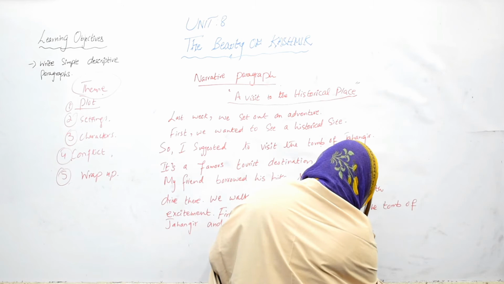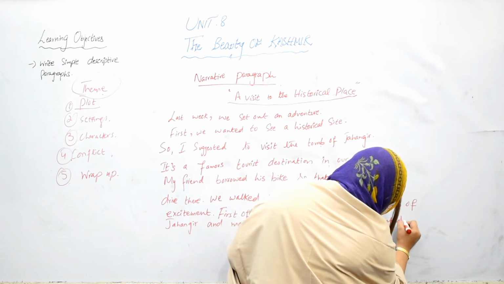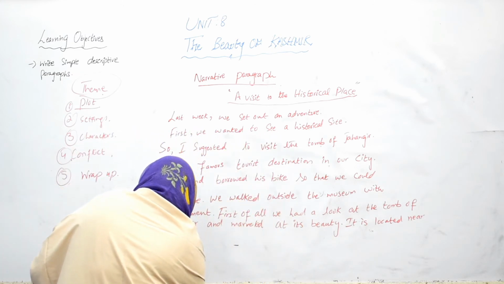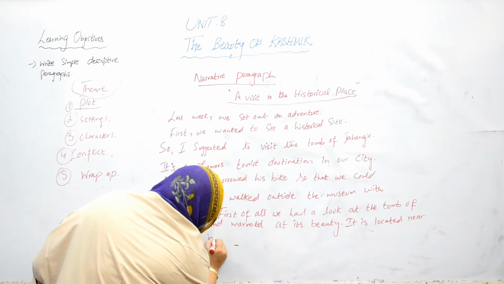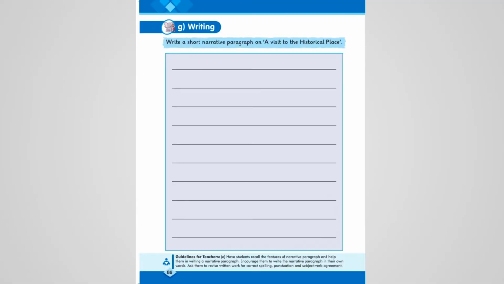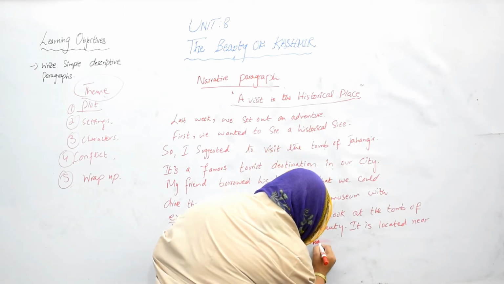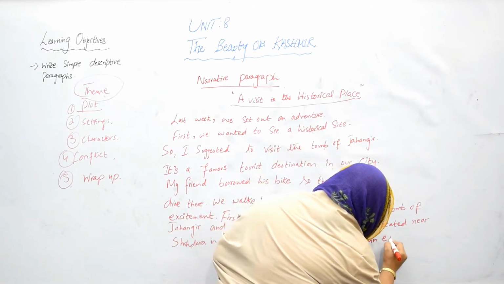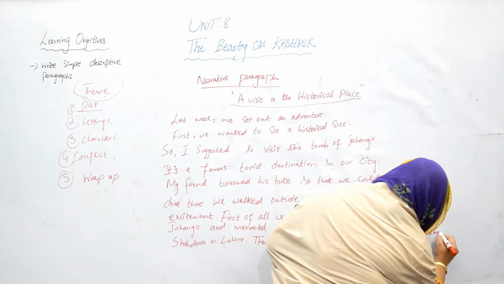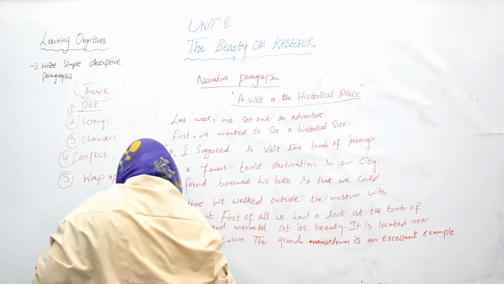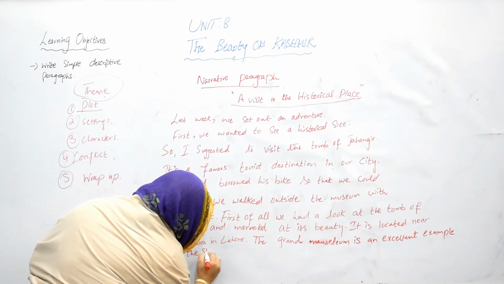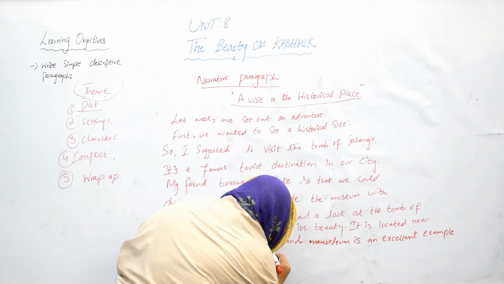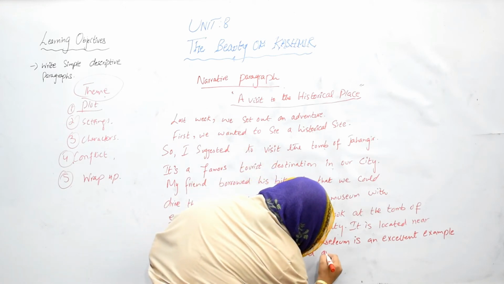It is located near Shadra in Lahore. The Grand Mausoleum is an excellent example of the style and art of Mughal architecture.